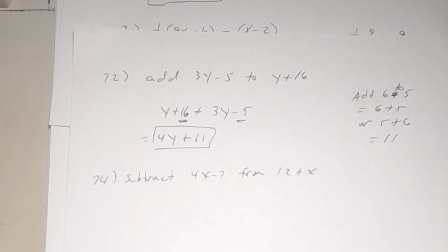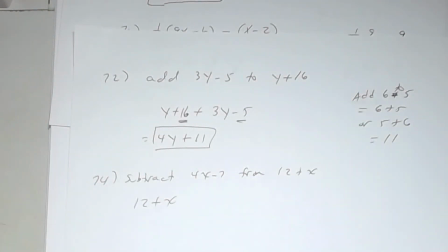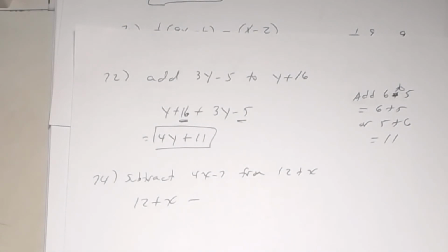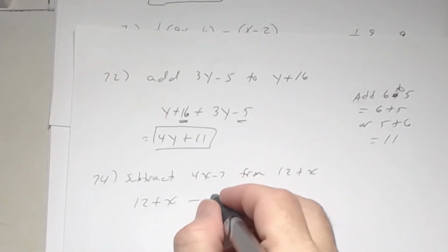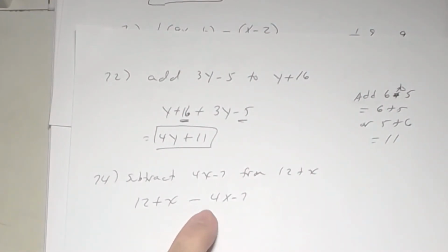All right, so we see that word subtract from. So what should I list first? 12 plus x should be listed first. Okay? 12 plus x should be listed first. And then I'm subtracting, so hence the subtraction symbol, from 12 plus x, what I'm subtracting? 4x minus 7. Now be careful. This is what you're going to do. And that's not correct. Because this says I'm subtracting only 4x.